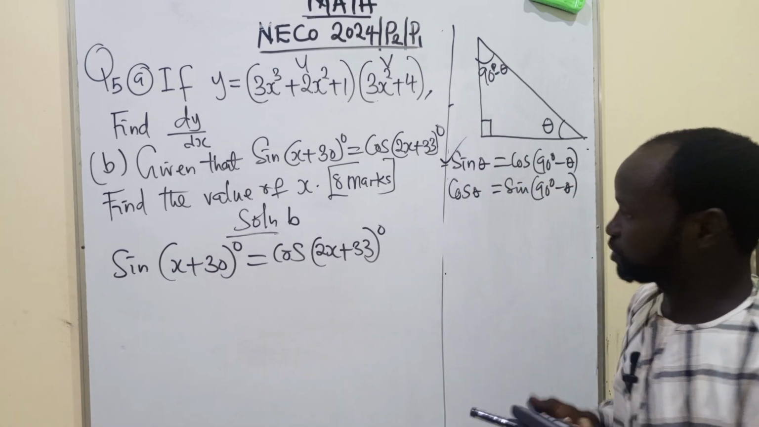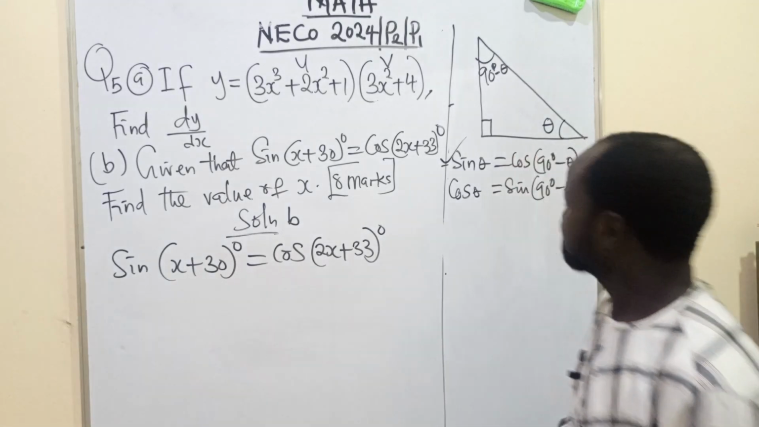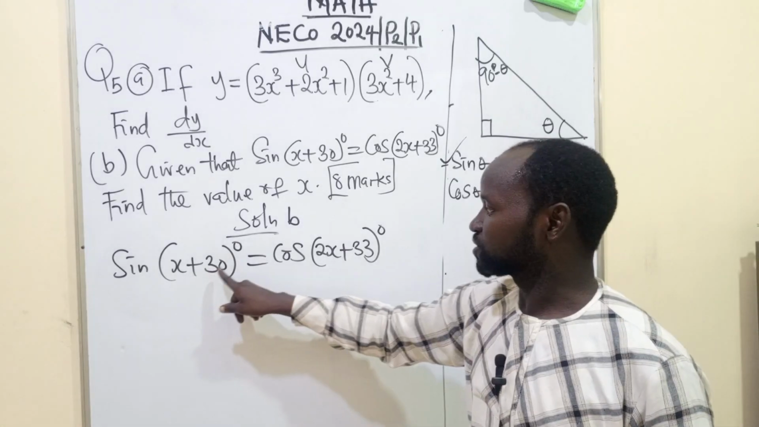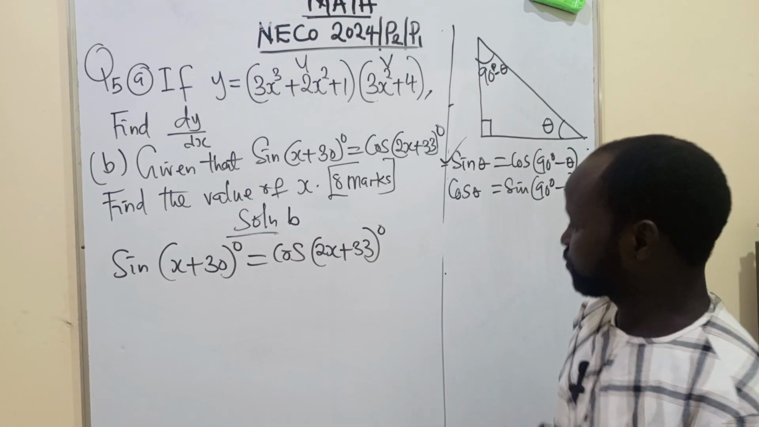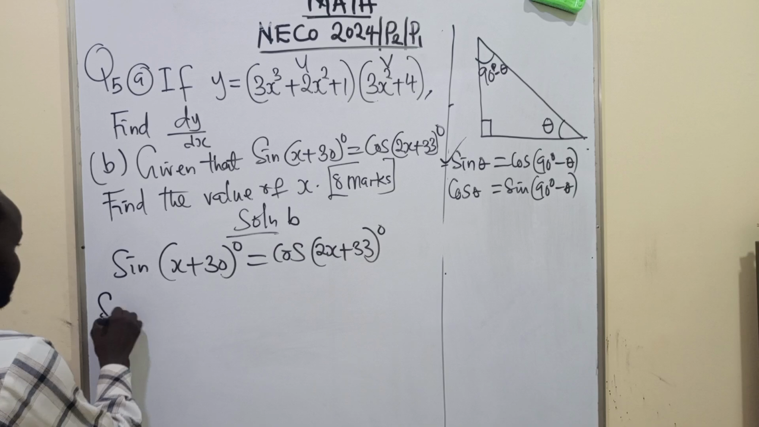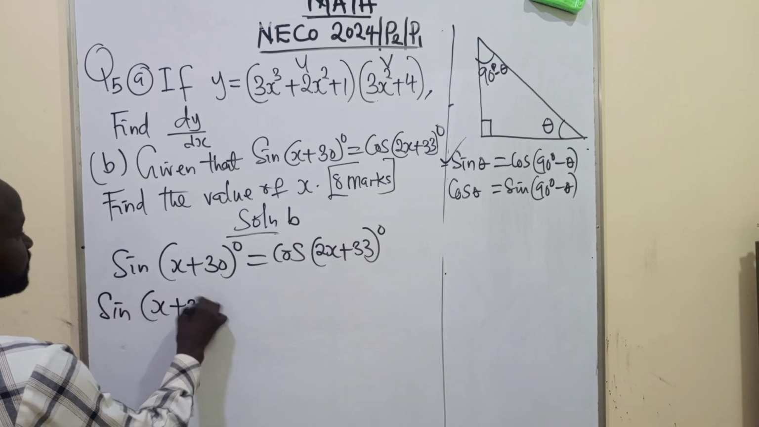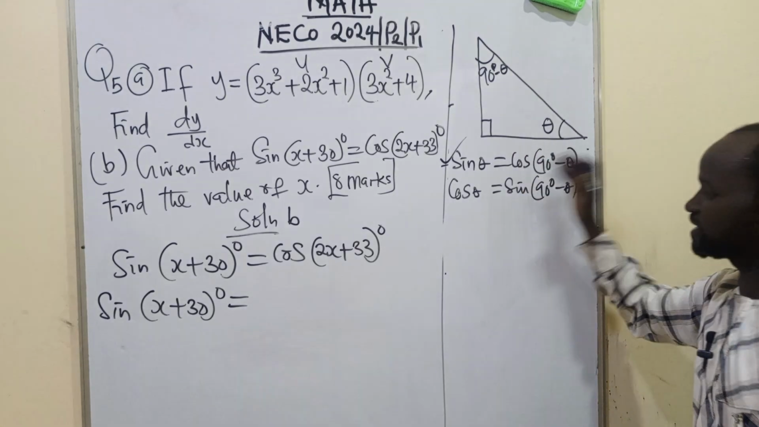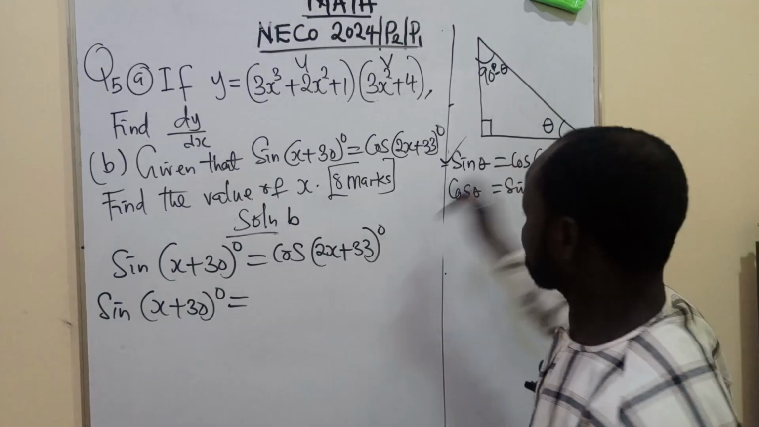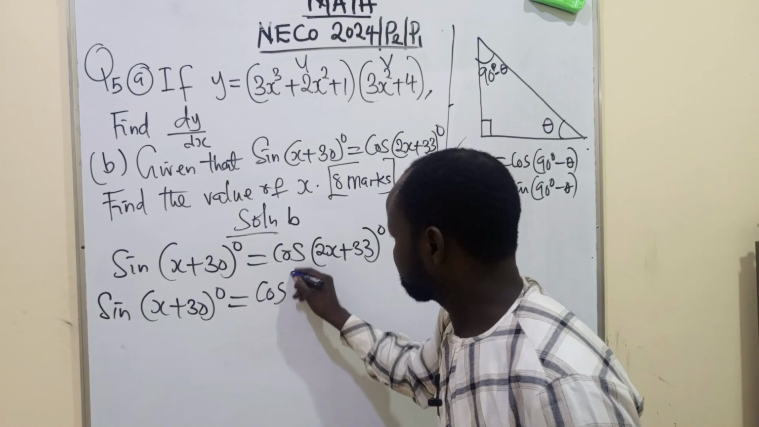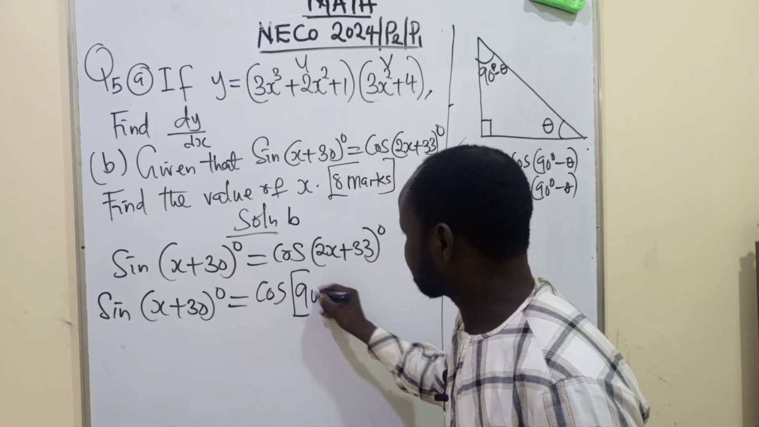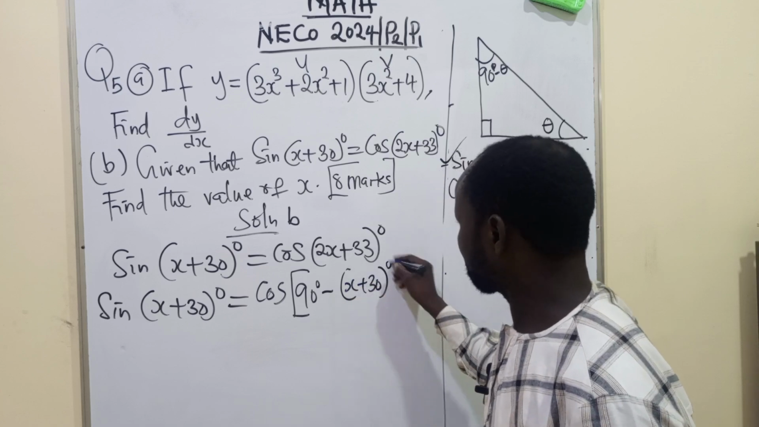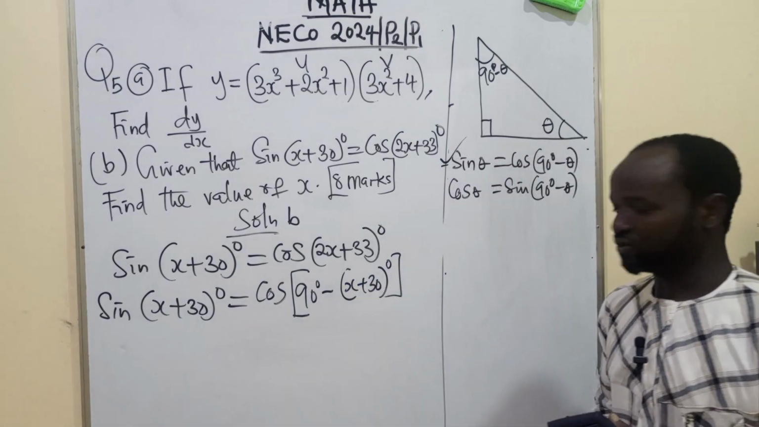So let's pick the first equation and compare it with this. If you compare this, I have sine theta now will be x plus 30 all in degree. So it means sine x plus 30 all in degree will be equals to, anywhere I see theta on this right hand side, I will put x plus 30 degree. So this will be cos, let's use square bracket, cos 90 degree now minus, in place of theta, I will put x plus 30 all in degrees.